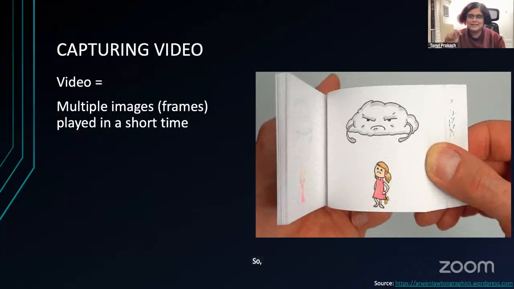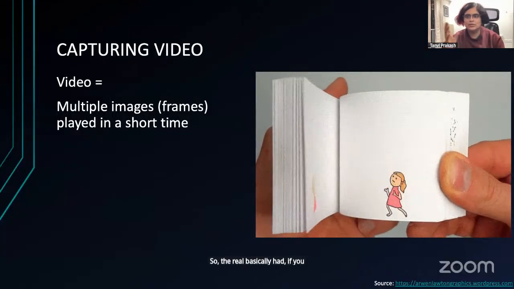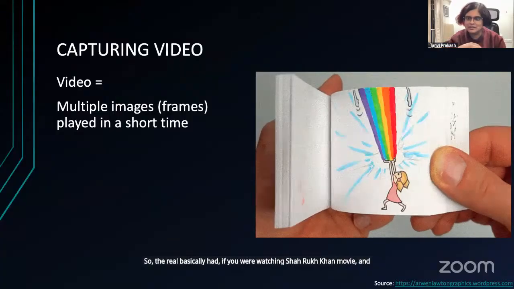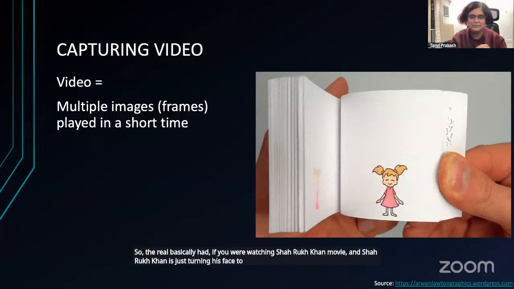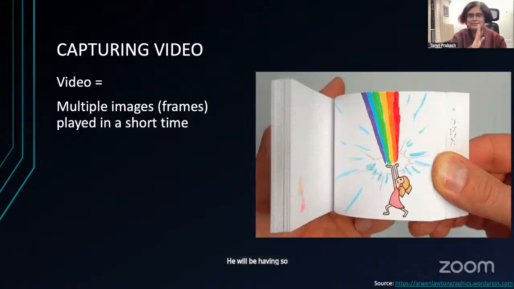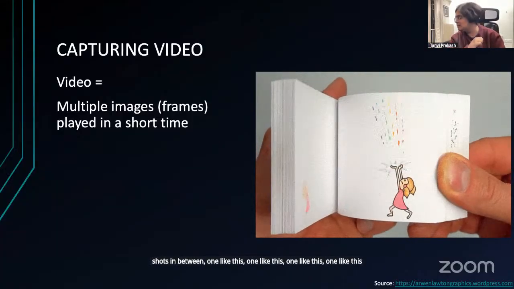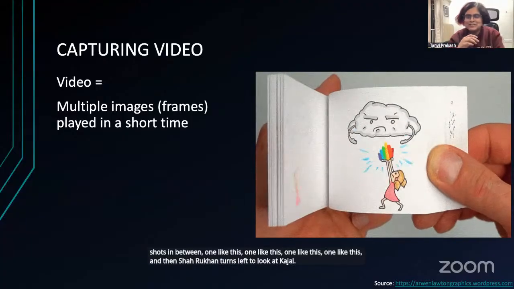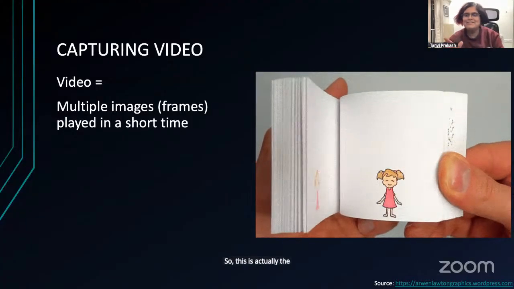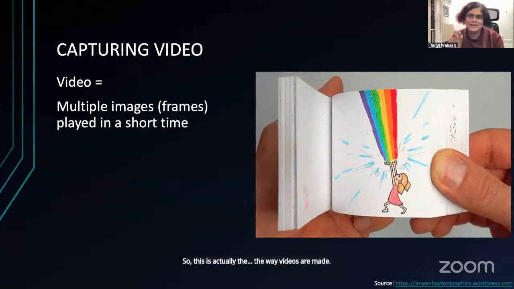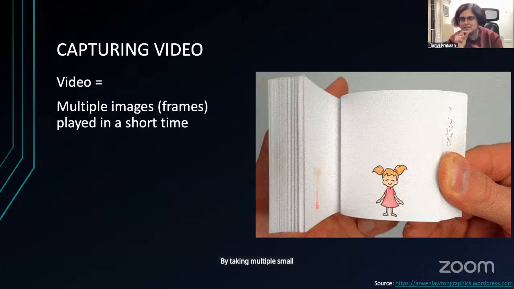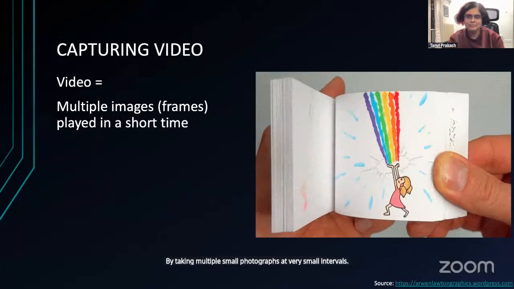So the reel basically had, if you are watching a Shah Rukh Khan movie and Shah Rukh Khan is just turning his face to look left, he will be having so many shots in between, one like this, one like this, one like this, one like this, and then Shah Rukh Khan turns left to look at Kajol. So this is actually the way videos are made, by taking multiple small photographs at very small intervals.